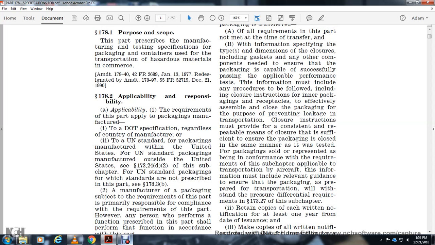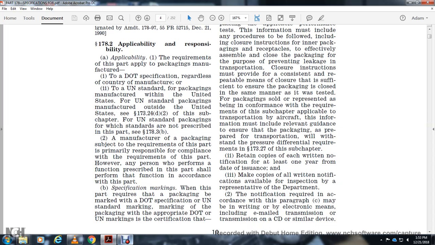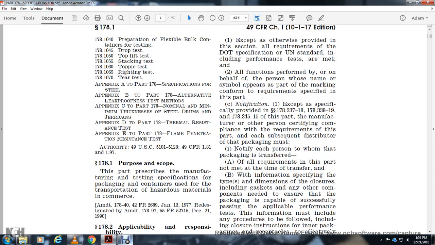178.3. Manufacturer's packaging subject to requirements of this part is primarily responsible for complying with the requirements of the part. However, any person who performs a function described in this part must perform the function according to this subpart. Specification markings. When this part requires the packaging to bear the DOT specification or UN standard marking, the appropriate DOT or UN specification markings and certification mean that: one, except as otherwise provided in this section, all requirements of the DOT specification or UN standard, including the performance tests, are met; 2. All functions performed by or on behalf of the person whose name and symbol appear in the marking conform with the requirements specified in this part.